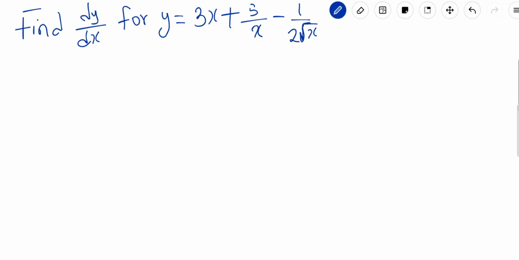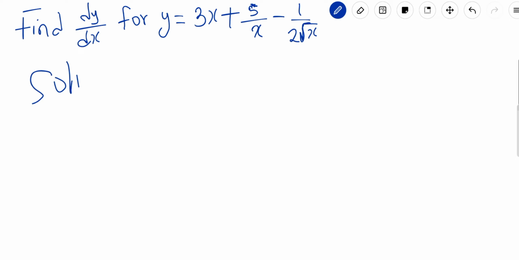Let's have a look at this question. Find dy/dx for y equals 3x plus 5 divided by x minus 1 over 2 root x. We're asked to differentiate this function, and to differentiate this function is pretty simple. We can use the addition and subtraction rule of differentiation to differentiate this function.